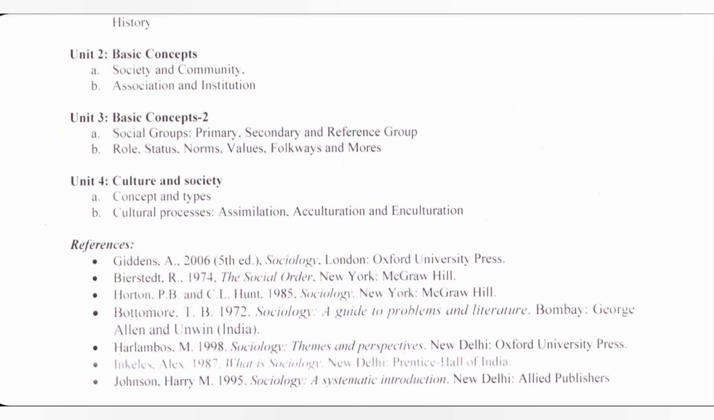Unit third is basic concepts 2, and in this unit, you have to study A, social groups: primary, secondary, and reference groups, B, role, status, norms, values, folkways, and mores. Unit 4 is culture and society, and in this unit you have to study the concept of culture, the concept of society, and types of culture. B, cultural processes, that is assimilation, acculturation, and inculturation.